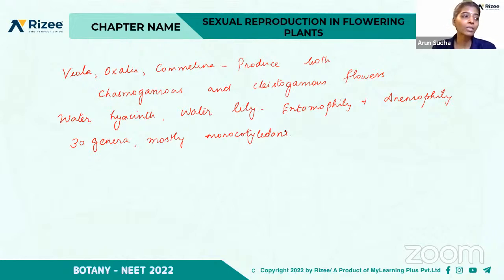Then, megasporangium along with its protective integuments is called ovary, ovule, funicle, or chalaza. Yeah, B is the right answer. So the megasporangium is also called the ovule, and it has protective integuments.